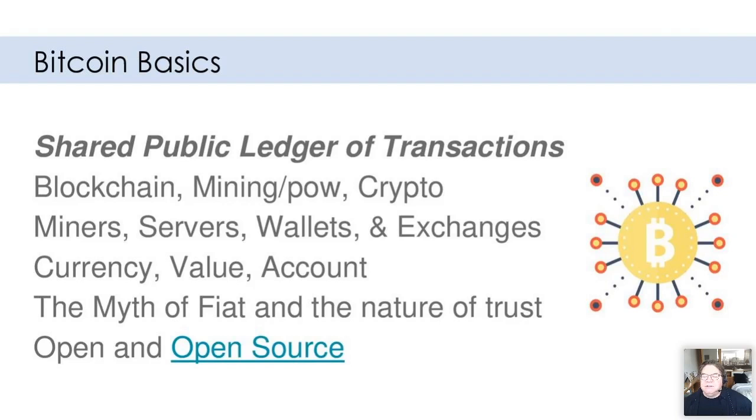And then cryptography is the next key component of Bitcoin, being able to secure things with cryptographic signatures and so forth. There's 4 moving parts within the Bitcoin ecosystem. There's miners, servers, wallets, and exchanges. And we will talk about servers, wallets, and exchanges on a later slide.